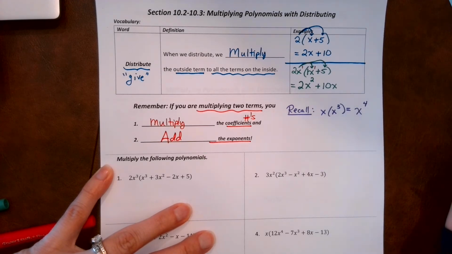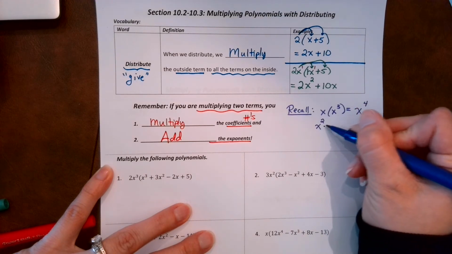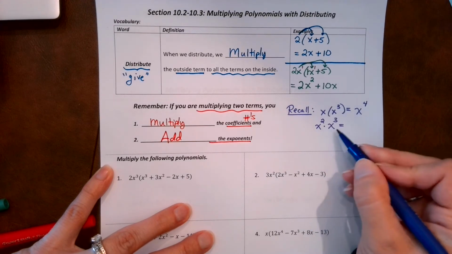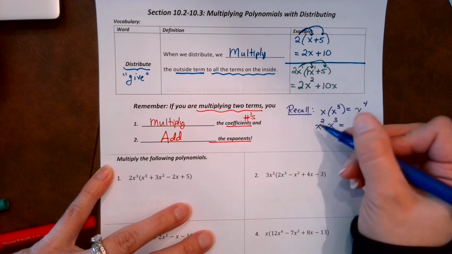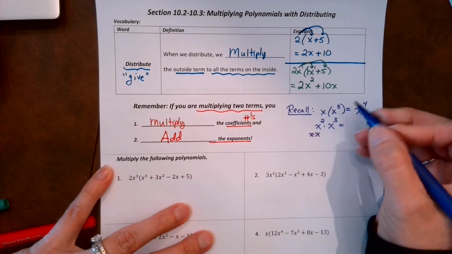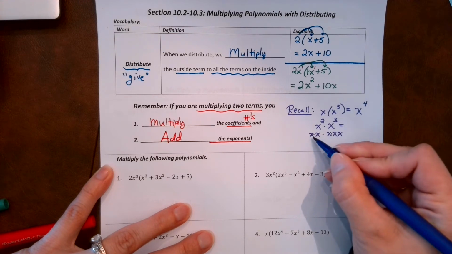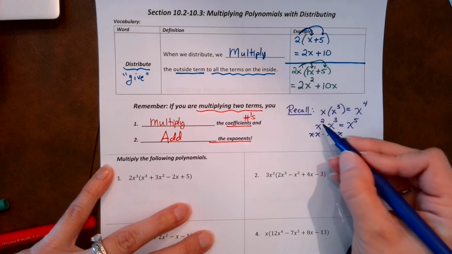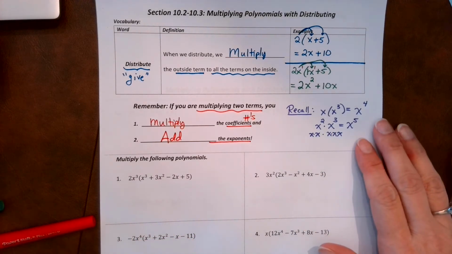Or it could be like this: x squared times x to the third. How many x's is that? This is not a power to a power. This is x times x times x times x times x. So how many x's is that? Oh, that's right, x to the fifth. You add the powers. We've got to keep those rules in mind.